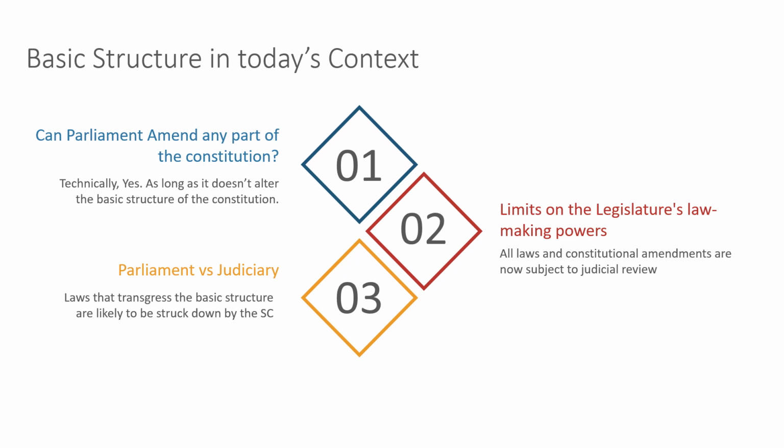One certainty that emerges out of this tussle between Parliament and the judiciary is that all laws and constitutional amendments are now subject to judicial review, and laws that transgress the basic structure are likely to be struck down by the Supreme Court. In essence, Parliament's power to amend the Constitution is not absolute, and the Supreme Court is the final arbiter over the interpretation of all constitutional amendments.